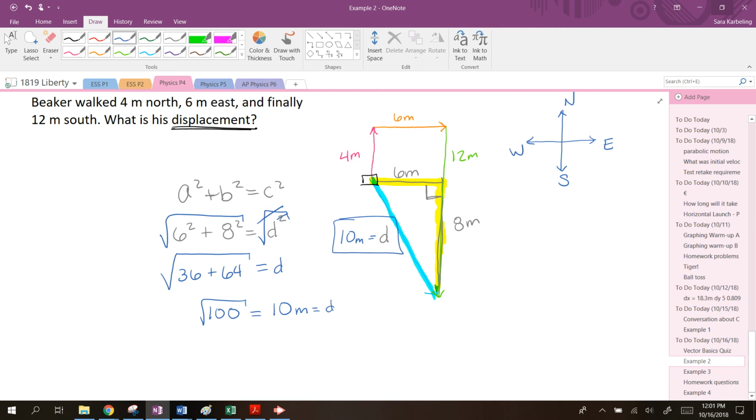But how many places are 10 meters from his starting point? How many different places are there? 360. Right? An infinite number of them. We want the spot where he is. The specific spot where he is. So what are we going to do? Are we going to look at the direction thing? We are going to look at the direction. So we can use the north, south, east, and west to help describe it, right?